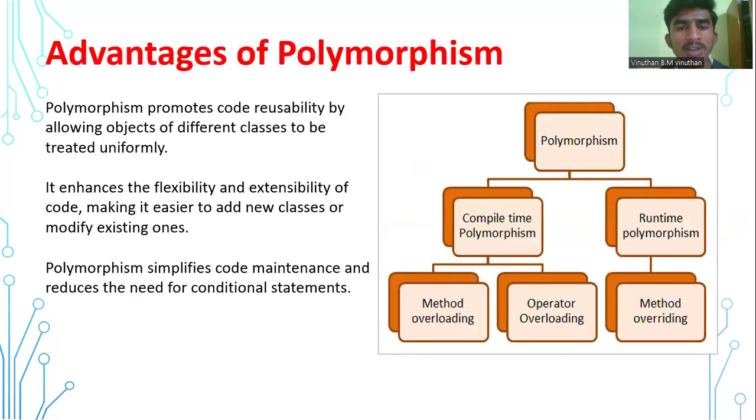And then, what are the advantages of polymorphism? Let's see them one by one. Polymorphism promotes code reusability by allowing objects of different classes to be treated uniformly. It enhances flexibility and extensibility of code, making it easier to add new classes or modify existing ones. Polymorphism simplifies code maintenance and reduces the need for conditional statements.